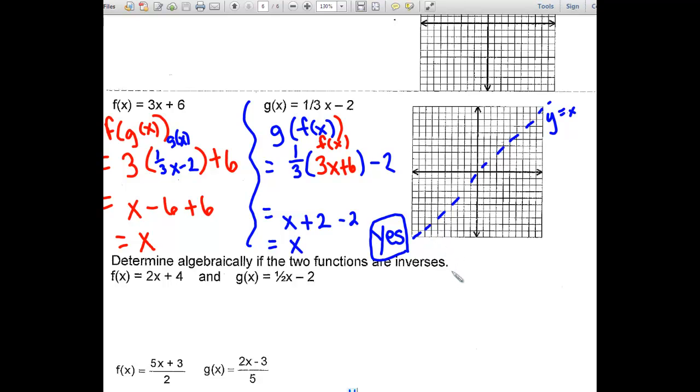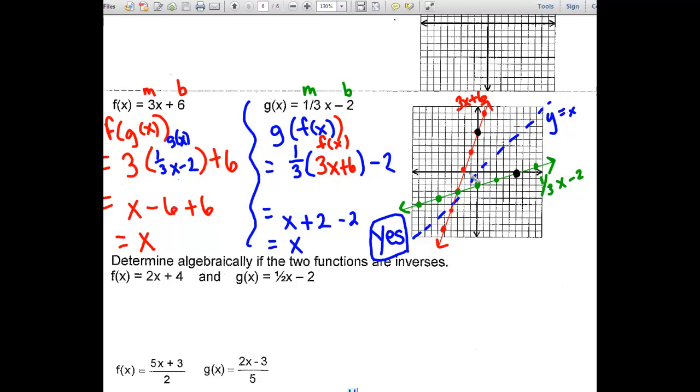Let's start by plotting y equals x. Now let's plot f of x. Now let's graph the second equation. Now remember, for these to be inverses of each other, the x and y values are switched. If I take the easiest point to see, the ones on the y-intercept, 0, 6, then on the other graph it should be 6, 0. And it is.